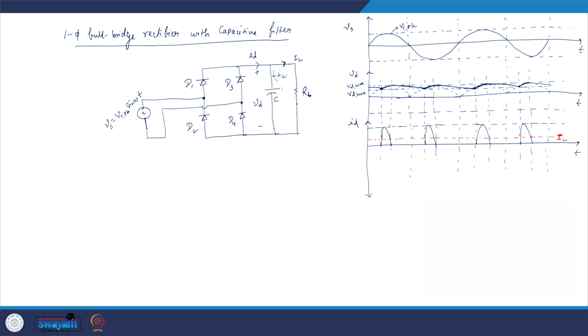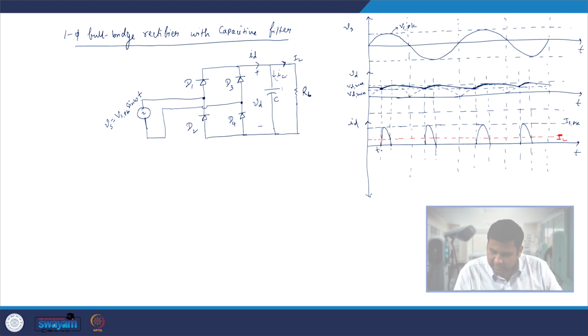Now if you look very carefully, this particular current has a peak value. Let us define this peak value as Is peak, and this will have some non-zero value, the current which is drawn from this source. Let us say the time from which it starts is Ta, and the time it again goes down is Tb.